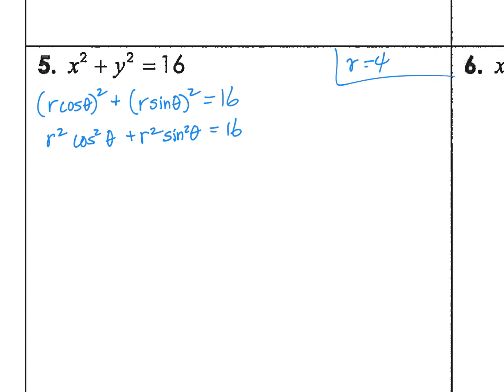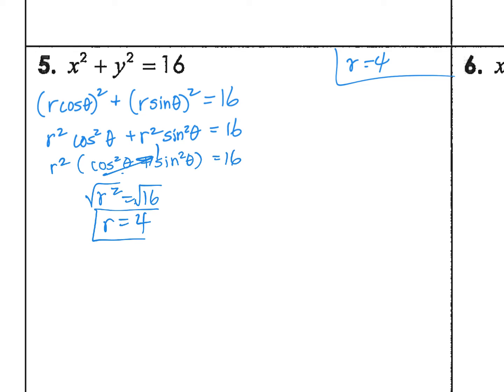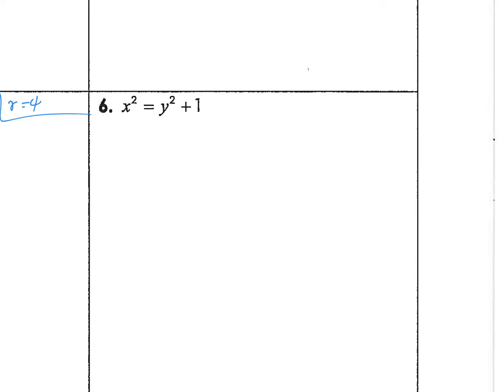Y'all know where it needs to go. Thank you. Factor out a what? Thank you. I'm going to make mathematicians out of you guys yet. And cosine squared plus sine squared is 1. So this is just r squared equals 16. So r equals 4. Woo! Look at that. Now, will number 6 do that?